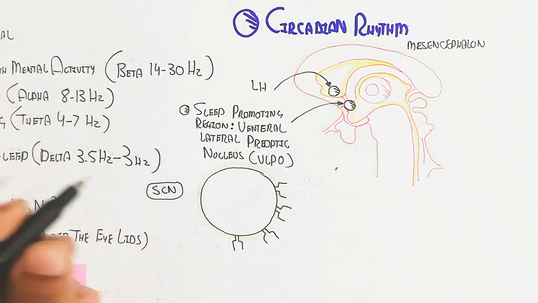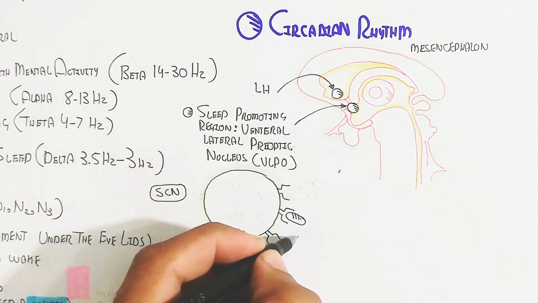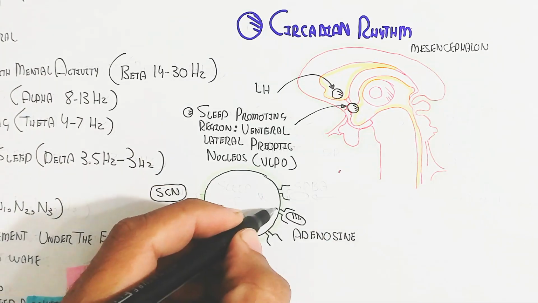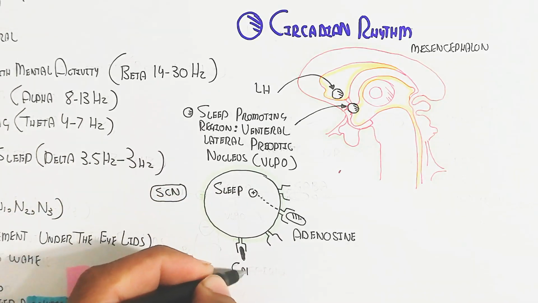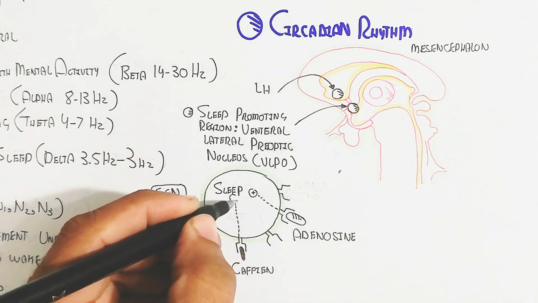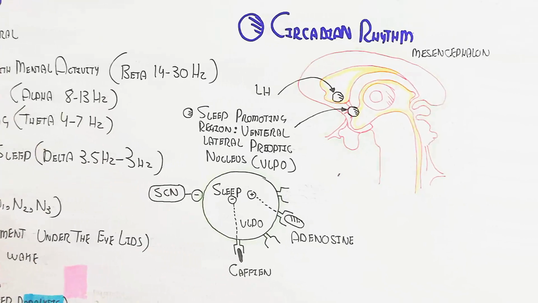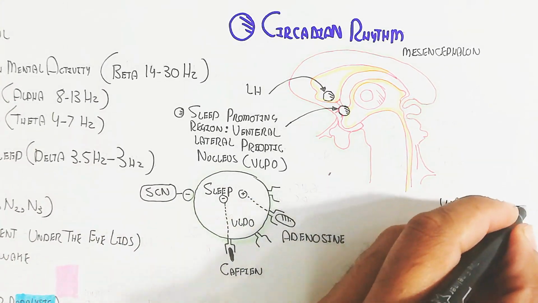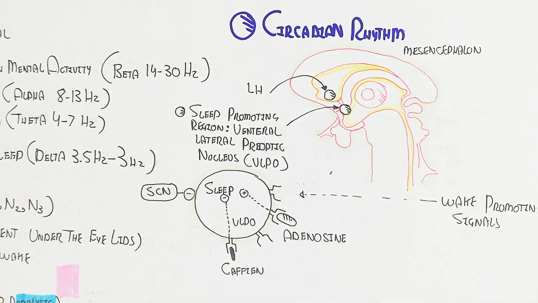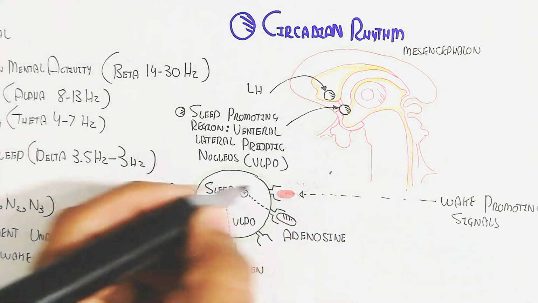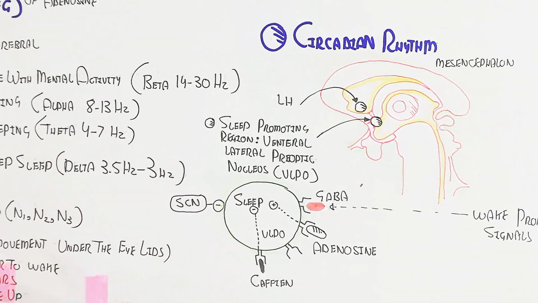VLPO basically contains many receptors. The adenosine receptor, when bound with adenosine, will trigger sleep, while caffeine binding will inhibit sleep. The suprachiasmatic nucleus will inhibit the VLPO to produce wakefulness, so that is why during the daytime the SCN will activate and lead to inhibition. The wake-promoting signal GABA will also inhibit the VLPO. So this is the homeostatic process.